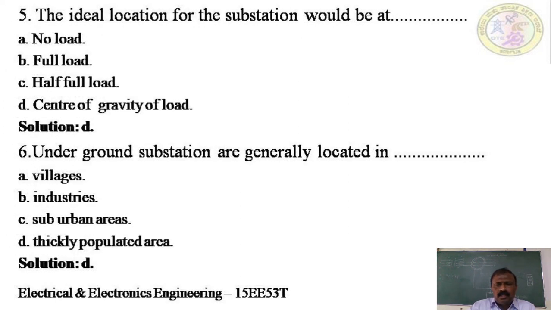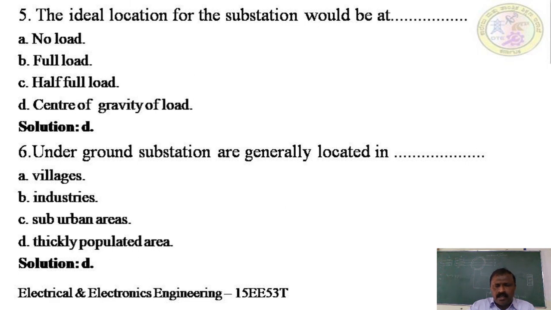Next: the ideal location for a substation would be at. The options are A, no load; B, full load; C, off full load; D, center of gravity of load. When you go for site selection for a substation, the ideal location should be at the center of gravity of the load center. So the solution is option D, center of gravity of load.